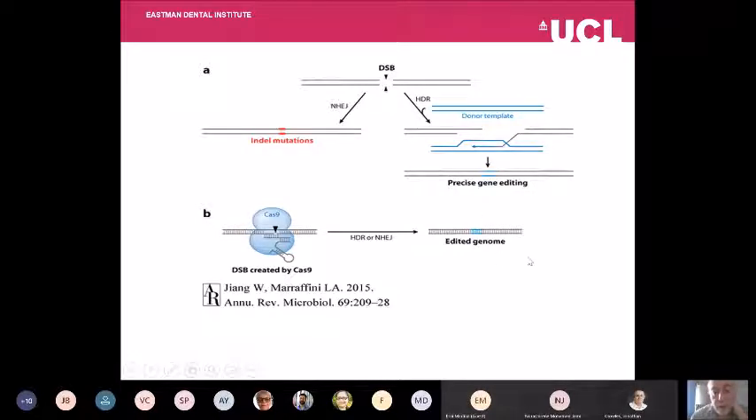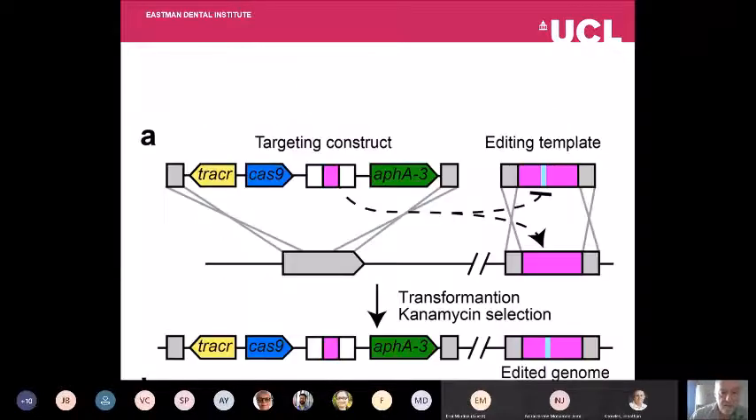This is an incredibly powerful tool for molecular biology, because you can choose. It's only 20 base pairs in the targeting region of that RNA, and I'll show you in the next slide why this is so powerful. This is a typical targeting construct for bacteria.